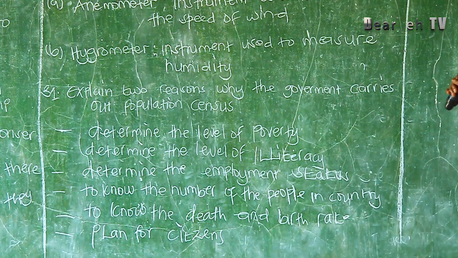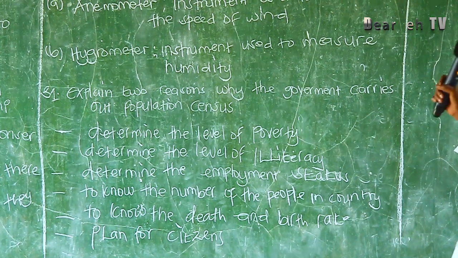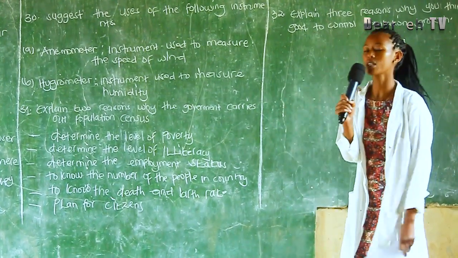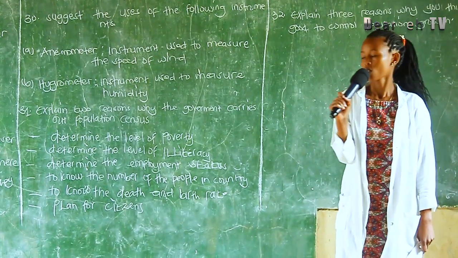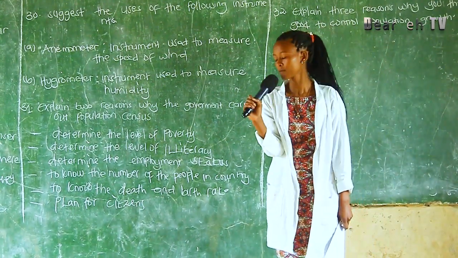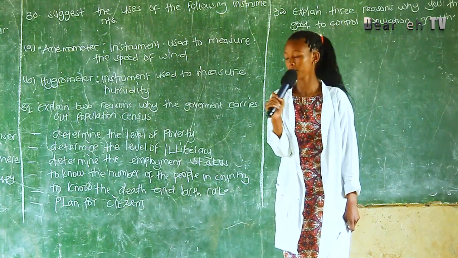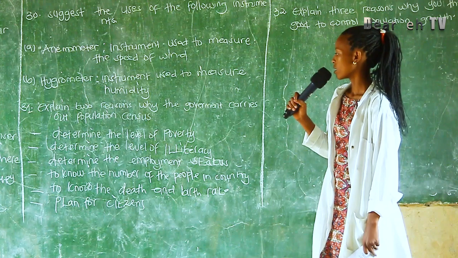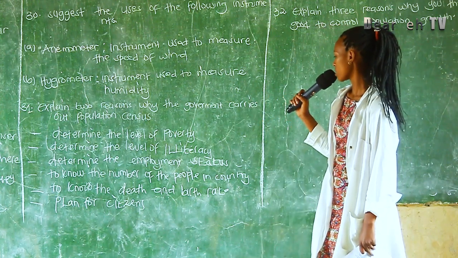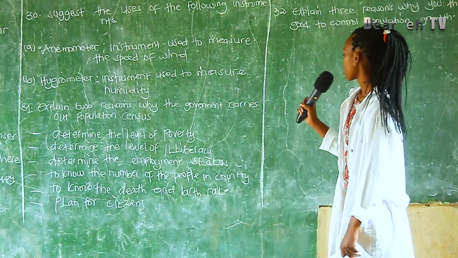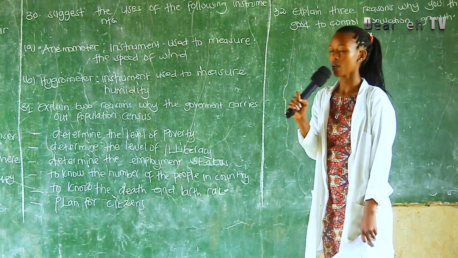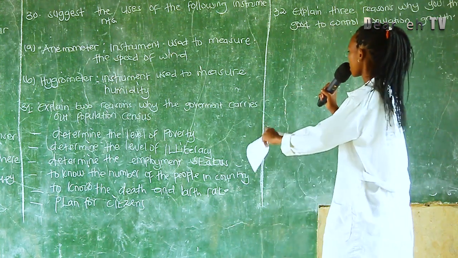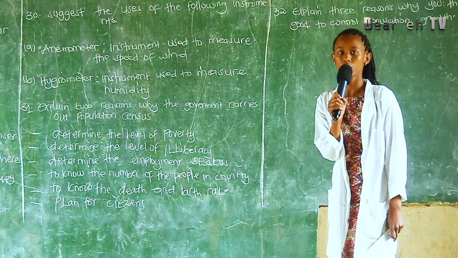So this is question number 31, which states: explain two reasons why the government carries out a population census, or why the government counts the number of the people living in the country. The first one is to determine the level of poverty. Second, determine the level of illiteracy. Third, to determine the employment status. Number four, to know the number of the people in the country. Number five, to know the death and birth rate. Last but not least, to plan for citizens. Those are the reasons that cause the government to carry out a population census.